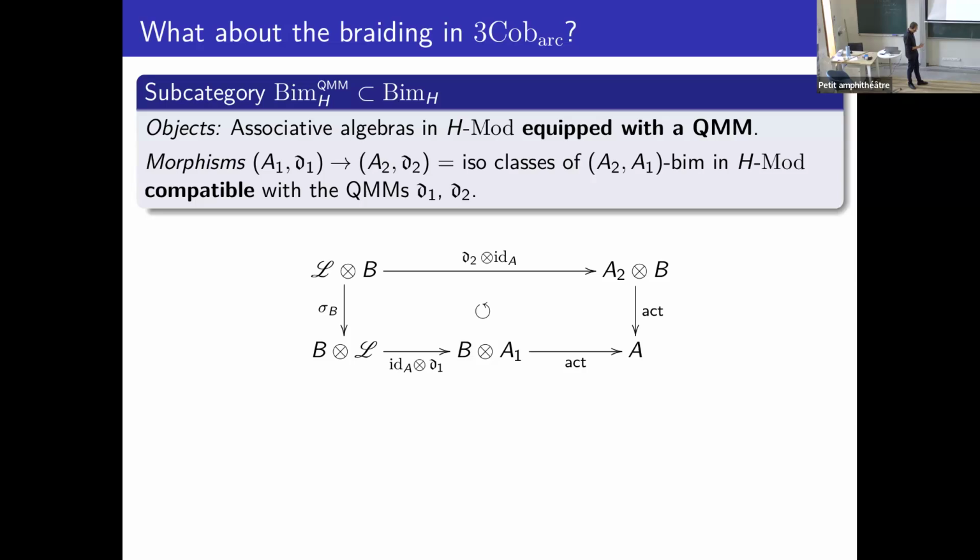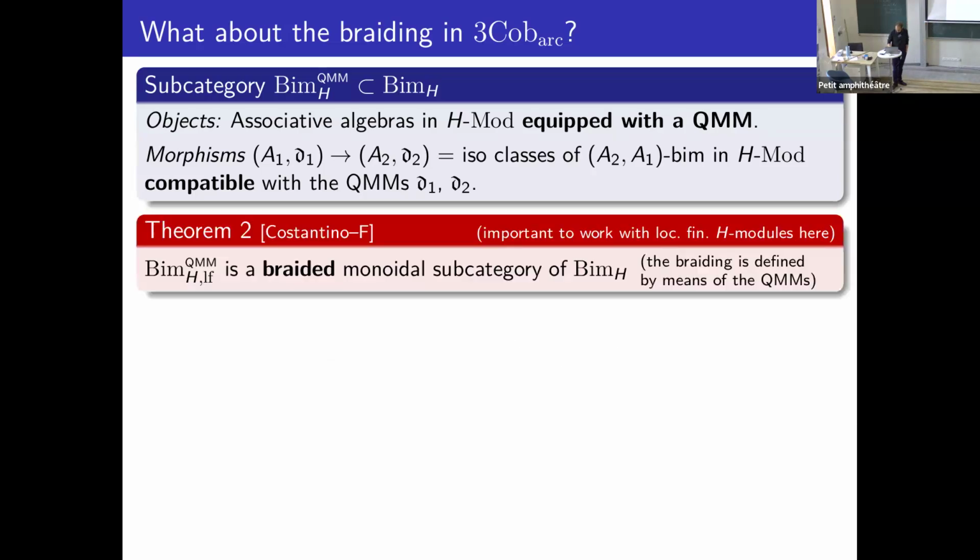A bimodule becomes a bimodule over the coend also. And then you can require some compatibility condition, which is this one. Okay, so you see it is the same diagram as for the quantum moment map, but now it is a compatibility condition because you use action instead of multiplication. And you can make a subcategory, which are this object and this morphism.